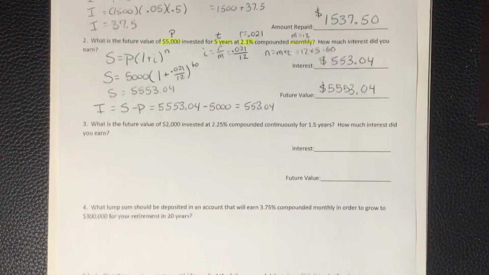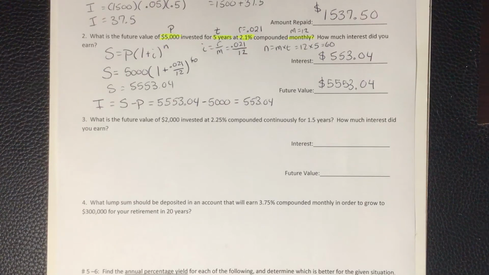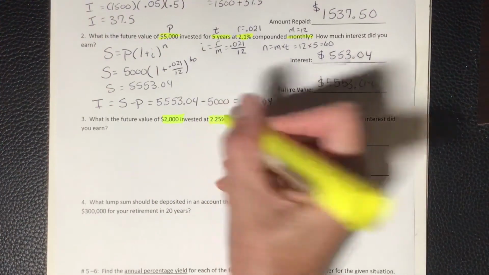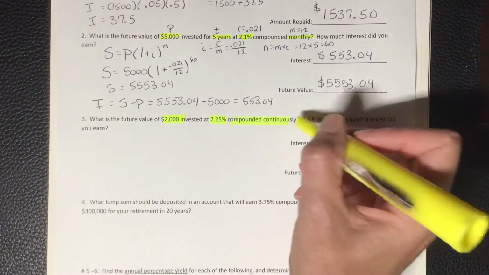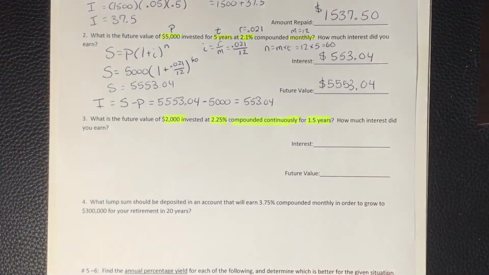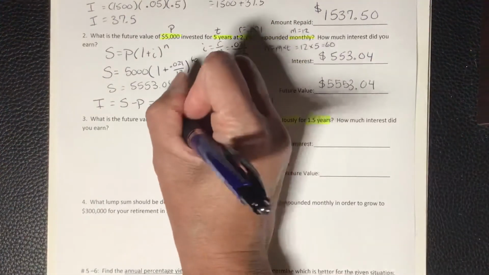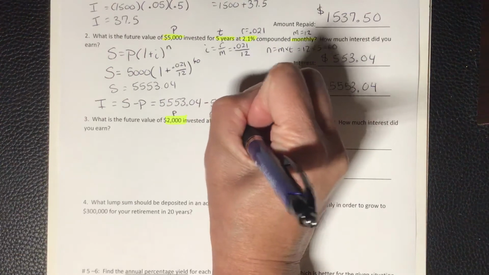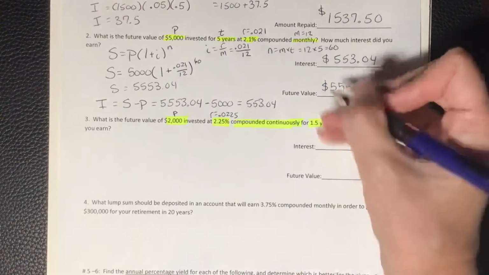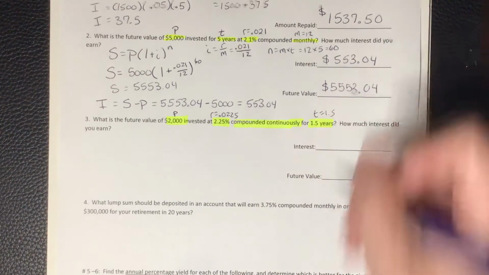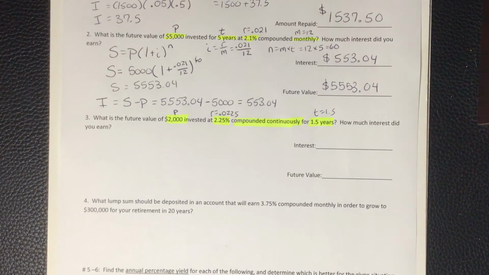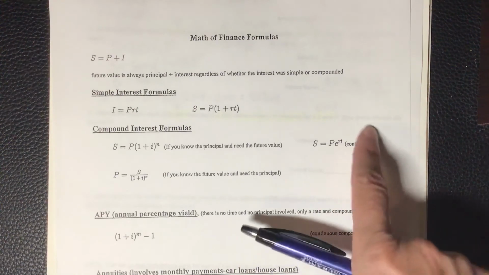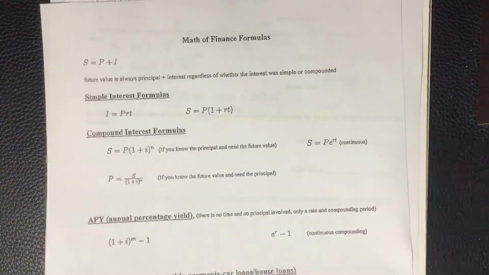All right, the last one we're going to look at on this video is number 3. What is the future value of $2,000 invested at 2.25%, compounded continuously for 1.5 years. All right, so here's our principal, the amount that we're investing. Our rate is going to be 0.0225. And notice it says continuously with a time of 1.5. So if I go back to my formula chart, look under compound, we have one formula for continuous interest. And when we see the word continuous, we're always going to use this one.